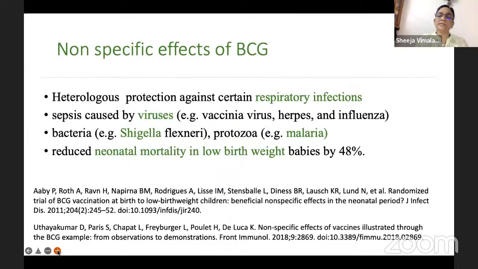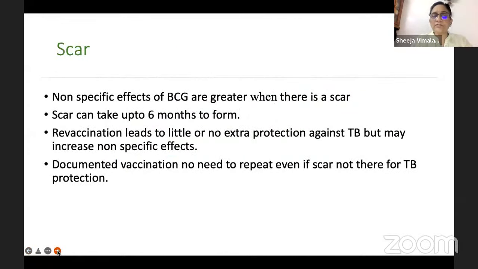That is, when you're giving BCG, it is not only protecting the baby against tuberculosis, but it is also giving some trained innate immunity. Now, what is the importance of scar? The non-specific effects of BCG are greater when there is a scar. So if somebody has received a BCG and also has a scar, the non-specific effect seems to be better. But revaccination leads to little or no extra protection against tuberculosis, but may increase the non-specific effects. Documented vaccination, no need to repeat, even if scar is not there.